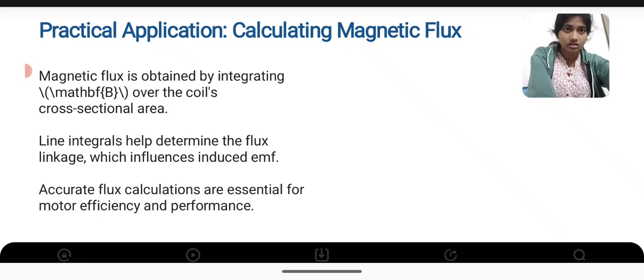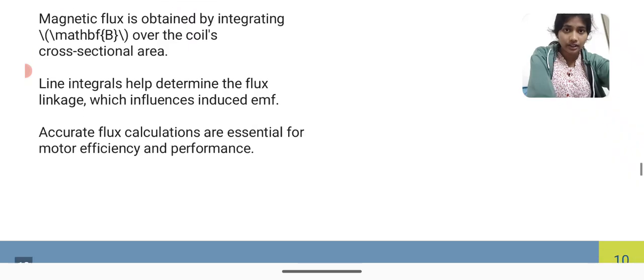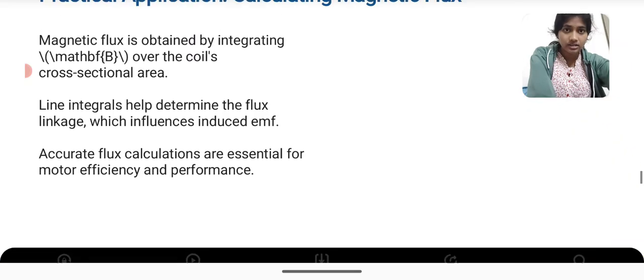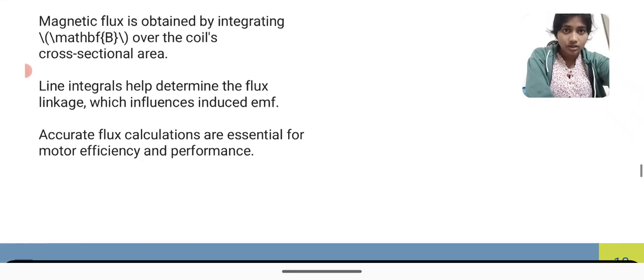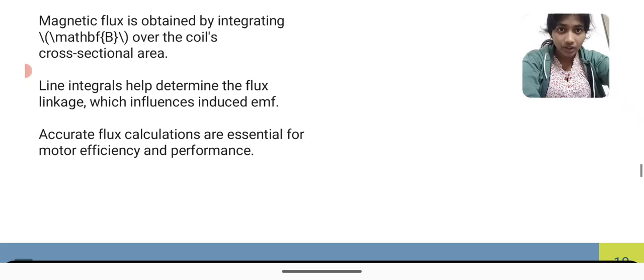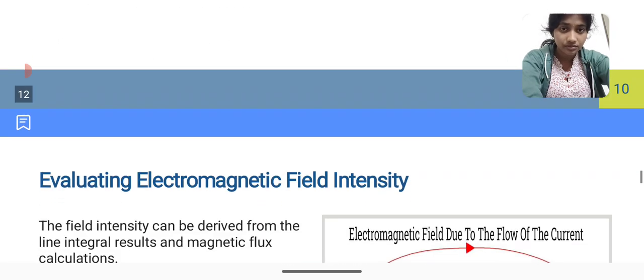Practical application: calculating magnetic flux. Magnetic flux is obtained by integrating over the coil's cross-sectional area. Line integrals help determine the flux linkage, which influences induced EMF. Accurate flux calculations are essential for motor efficiency and performance.